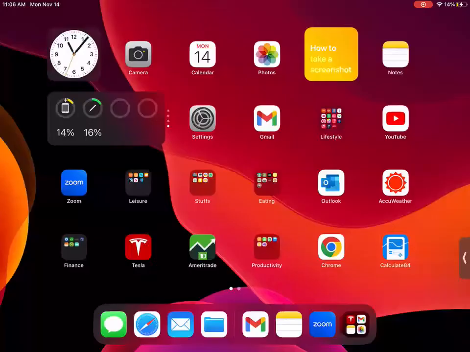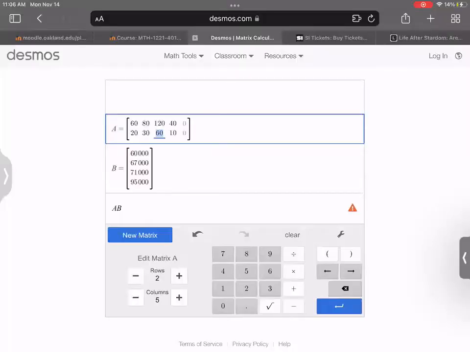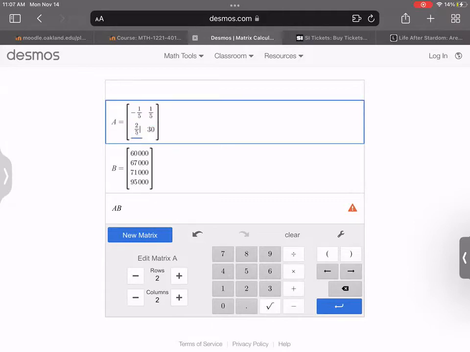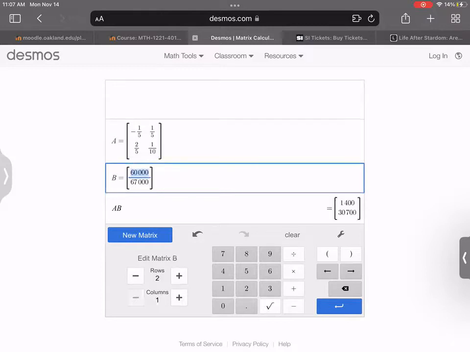Matrix A is a 2 by 2. Negative 1/5, and then 1/5, and then 2/5. Oh, this thing's wonderful. 1/10. And matrix B is also 2 by 2. Negative 1, 2, 4, 2.